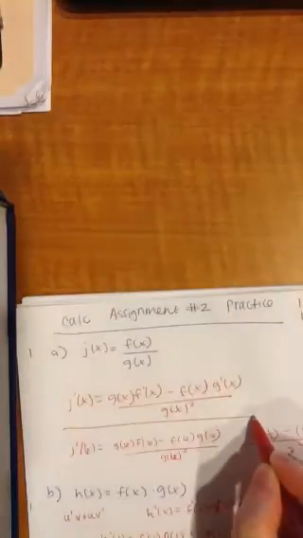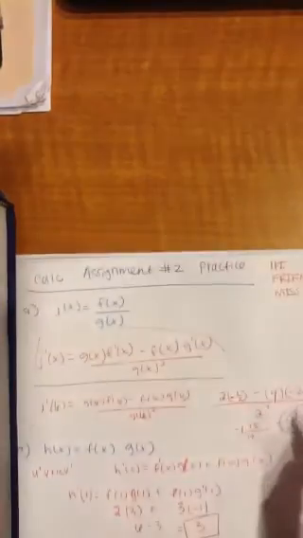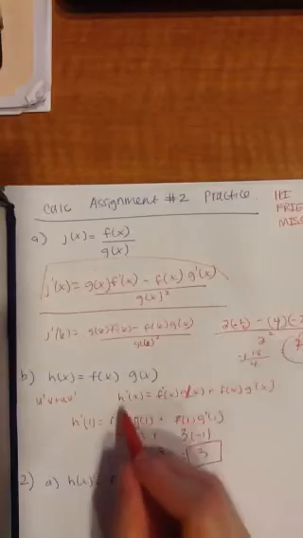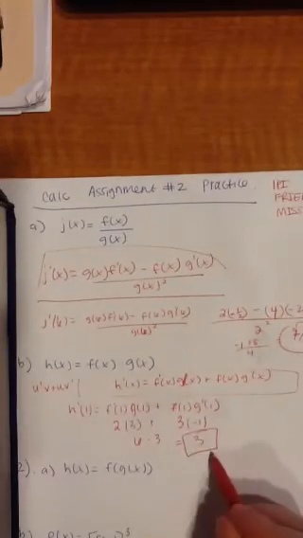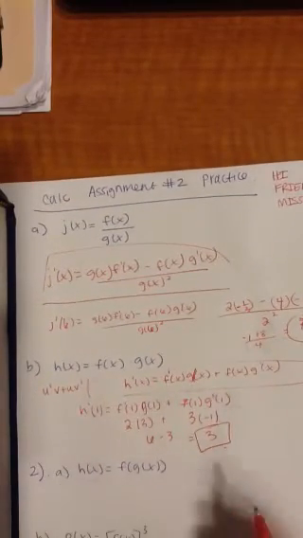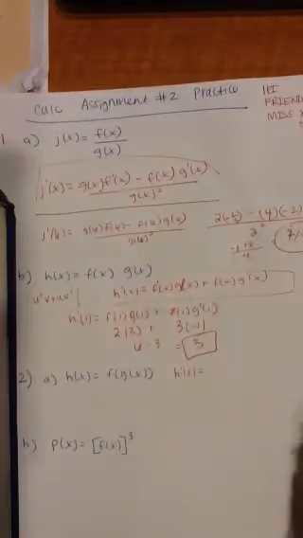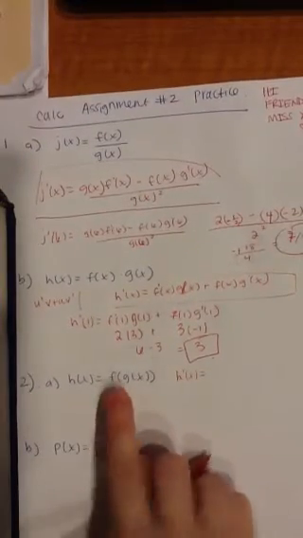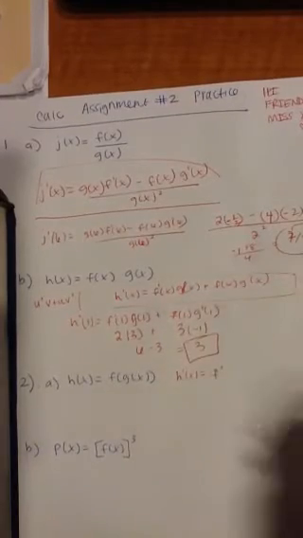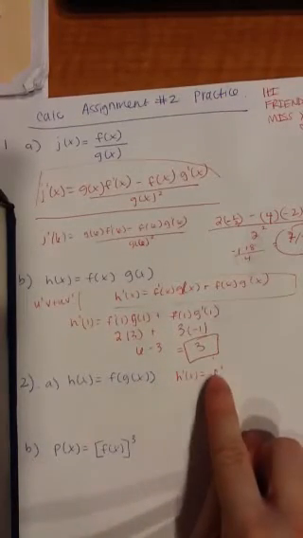So I have my derivative, and then I have my actual answer. For 2a, this looks like chain rule to me. So chain rule tells me take the derivative of the outside. The outside here is f, derivative of the f is f prime.